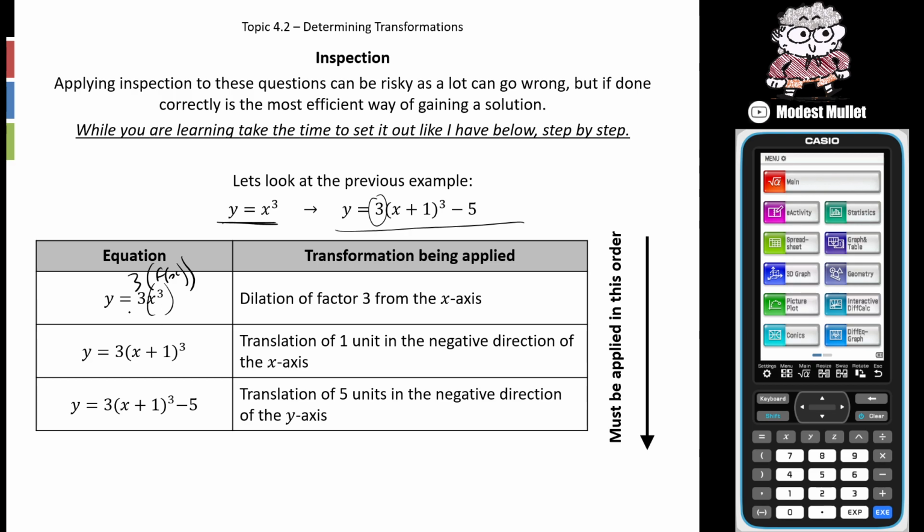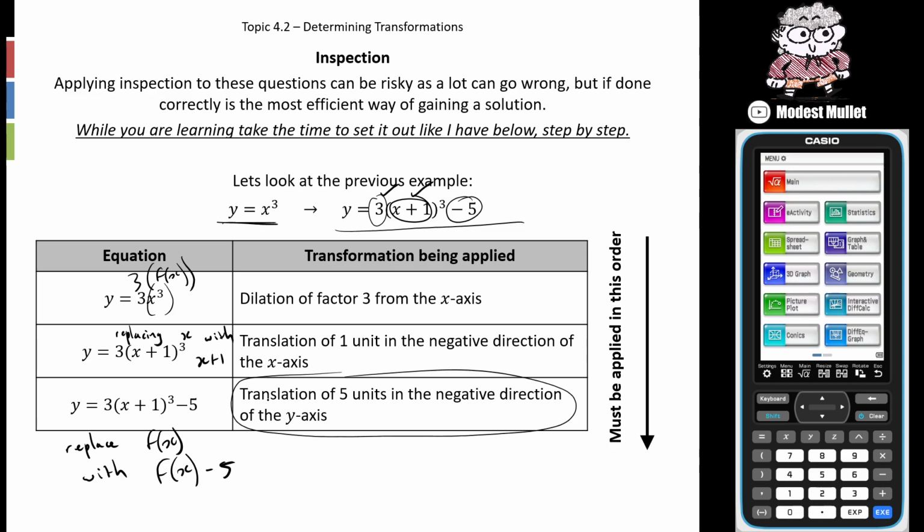So this is where we are replacing x with x plus 1. And that gets us our x plus 1 in, so our 3 is in, our x plus 1 is in, and then we need to subtract 5, so we want to translate 5 units in the negative direction of the y-axis. We want minus 5 in the end, so this is where we replace f of x with f of x minus 5, which is that translation.